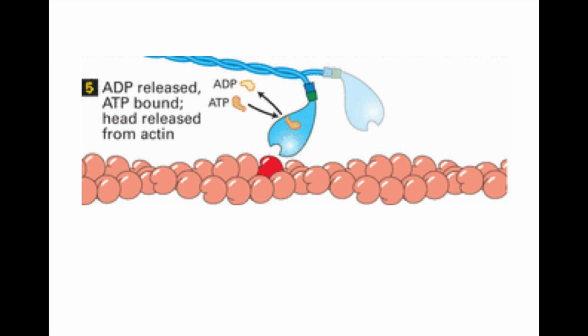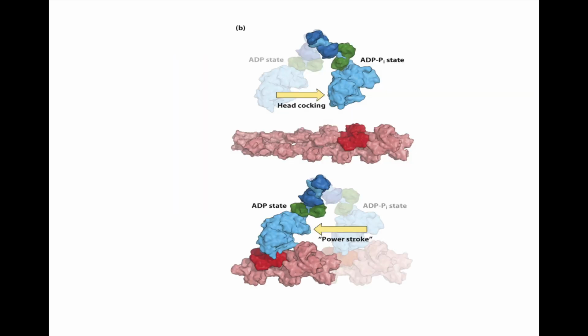So ADP is released, a new ATP molecule is bound, that causes it to unbind from where it was bound. Then that new ATP is split, it'll cock its head forward, it'll bind to the new spot, phosphate will be released, it'll cause the actin to move in this direction relative to the myosin, and these sorts of cycles are what allow muscle to contract.